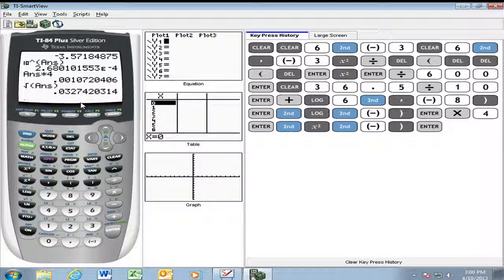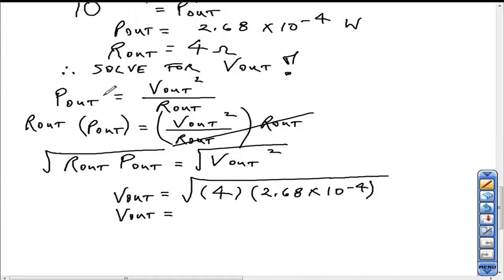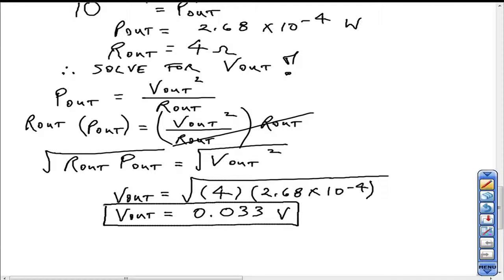0.327. What's the units? Remember I was saying we don't type units into our best friend, also known as a calculator. But what is the unit? You've got to make sure you know that. We could round 0.327 to 0.33. That's fine. This is what's key: volts. The square root of ohms times watts gets you volts. Very important. Make sure you know the units of what you're about. Bingo. You just solved that awesome problem.